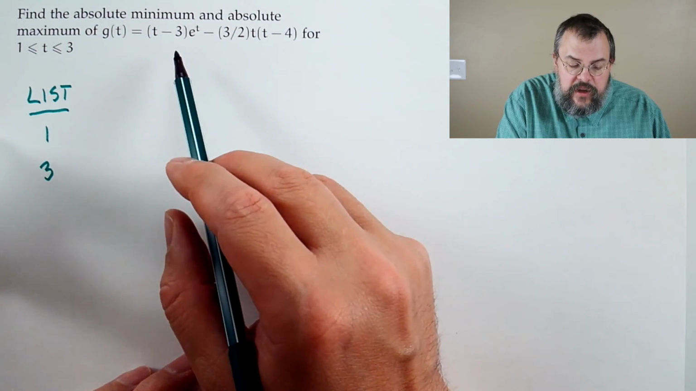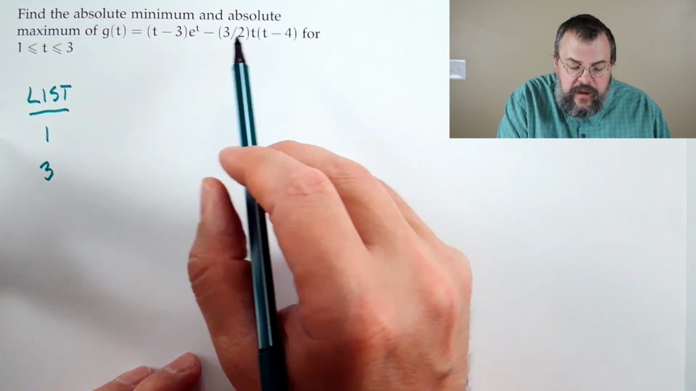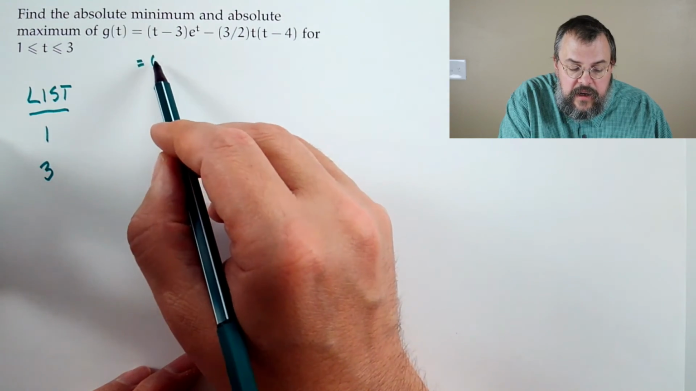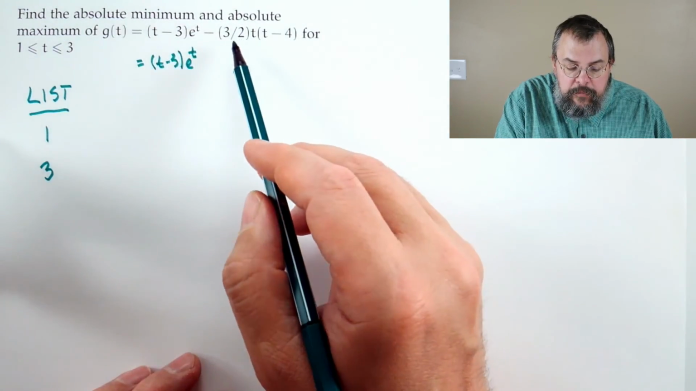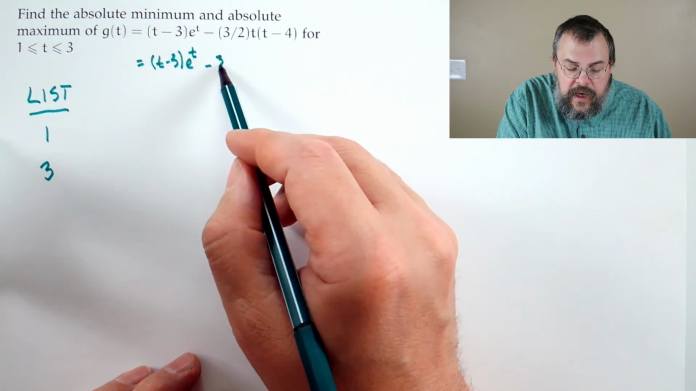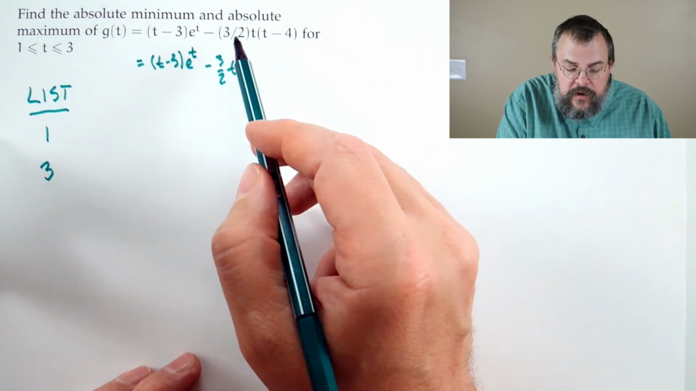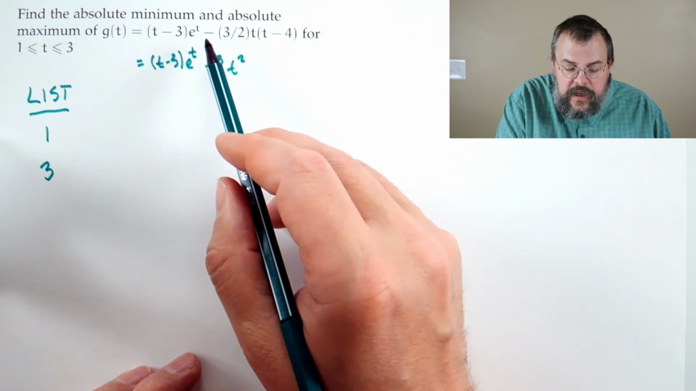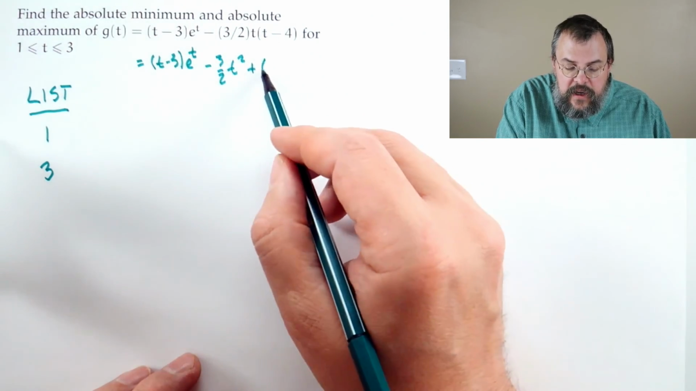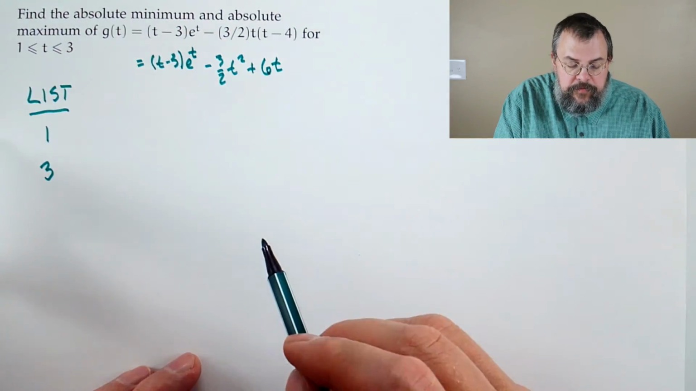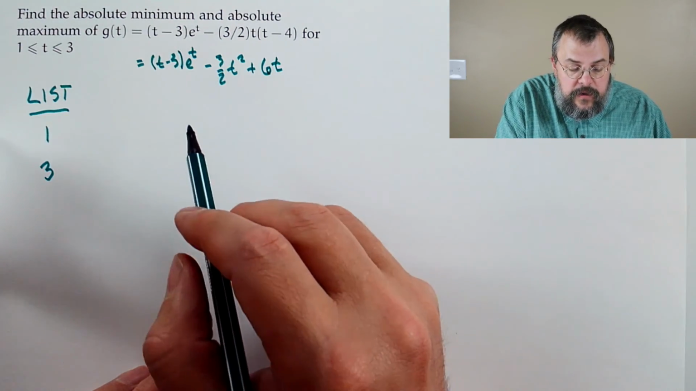So, let's see. I think before I take the derivative, I might expand this last part. So this would be t minus 3. This is just the function. I'm not taking the derivative yet. Minus, this would be 3 halves t squared. Right, 3 halves times t times t. And then minus makes a plus. And 3 halves times 4 would be a 6 times t. Okay, so let's see. What do we have?